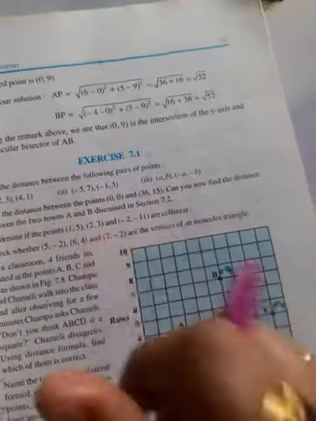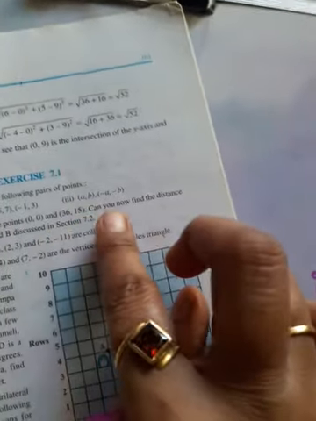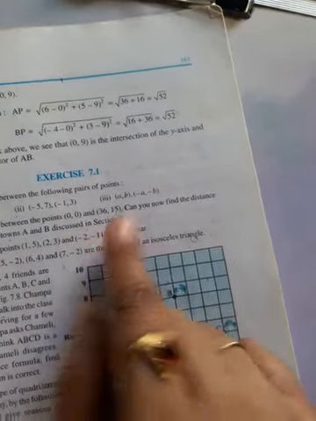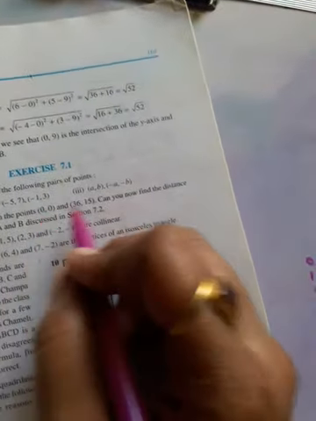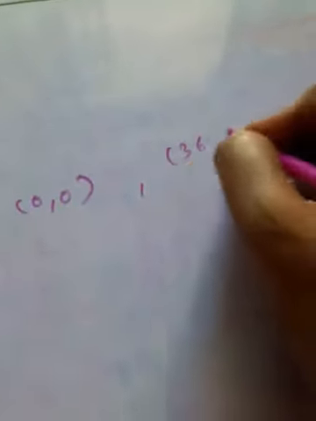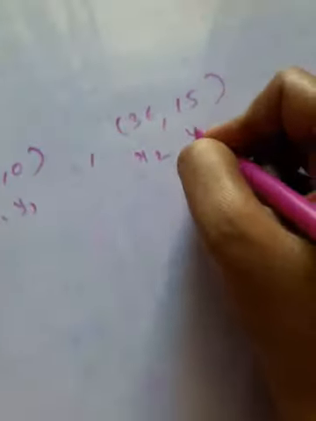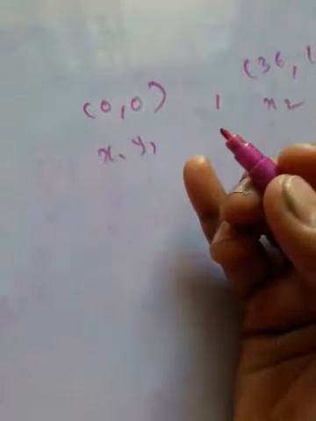In question number two, find the distance between the points (0, 0) and (36, 15). You can now find the distance between the two towns A and B discussed in section 7.2. The origin point (0, 0) is given, and the other point is (36, 15). Same as before, x1, y1 and x2, y2. Substitute in the distance formula and you will get the answer directly.